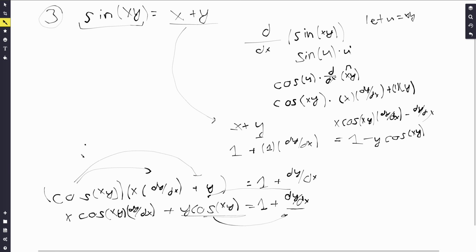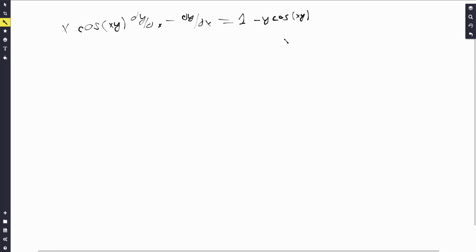I'm going to write this on a new page because it's kind of getting a little messy, so let me just rewrite this. Okay, so what we had was, we had x cosine xy, and then dy over dx was here, and then minus the dy dx that we moved from the other side, and that was equal to 1 minus y cosine of xy. So that was what we had.